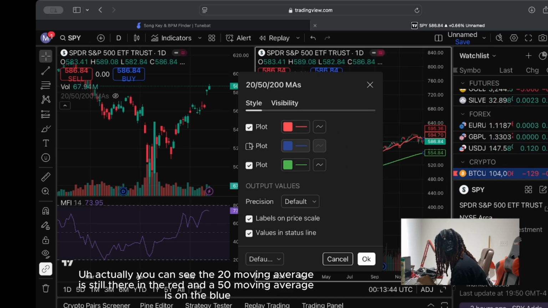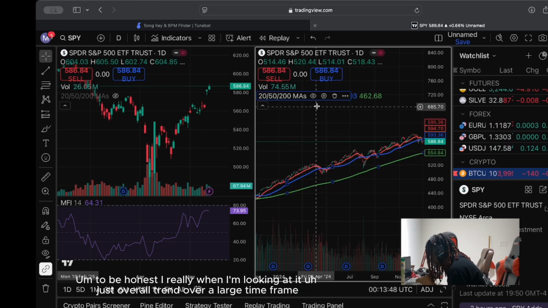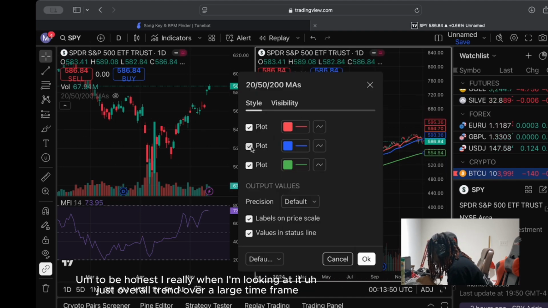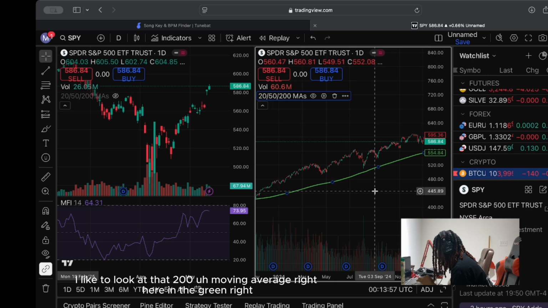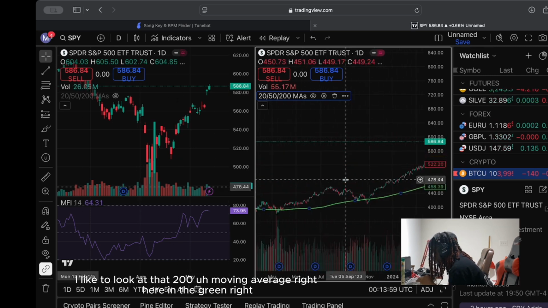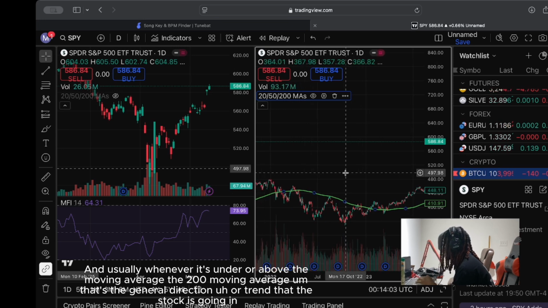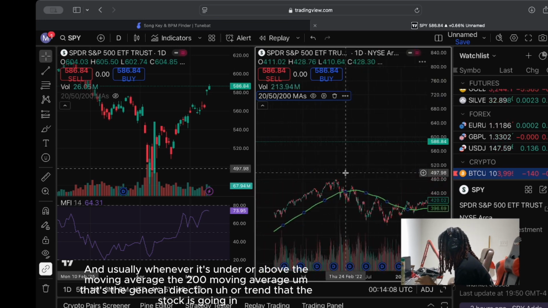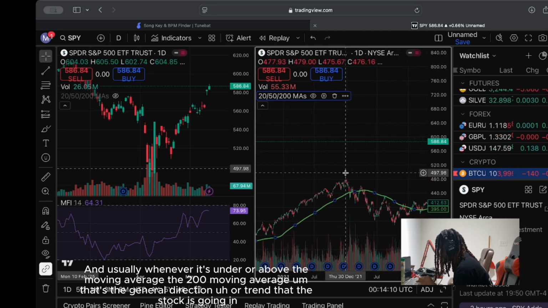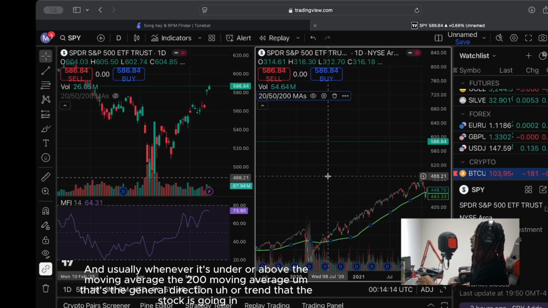Actually, you can see the 20 moving average is still there in the red, and the 50 moving average is in the blue. To be honest, when I'm looking at just the overall trend over a large time frame, I like to look at that 200 moving average right here in the green, right? And usually, whenever the price is under or above the 200 moving average, that's the general direction or trend that the stock is going in.